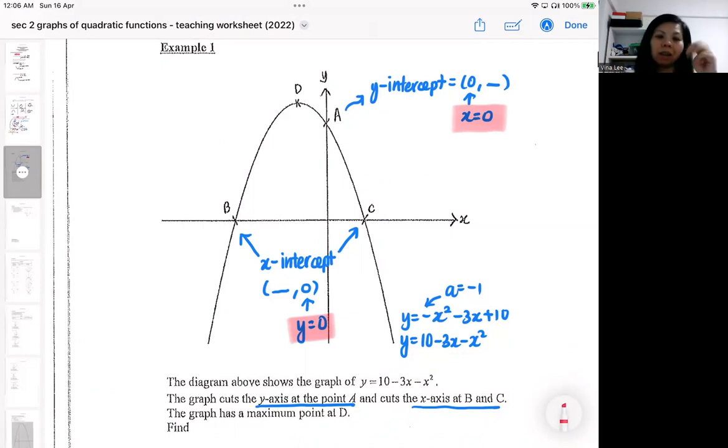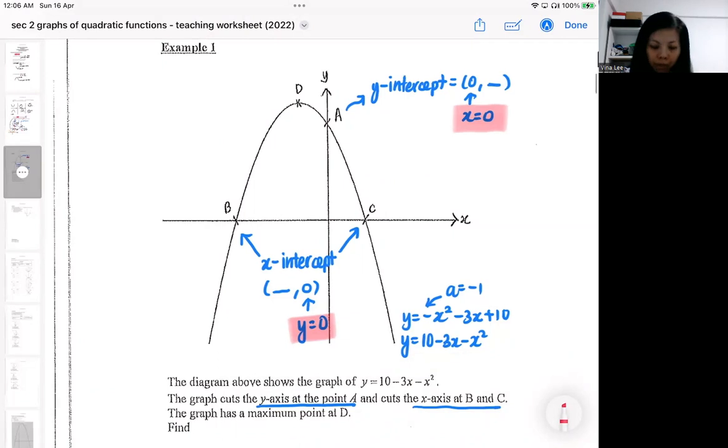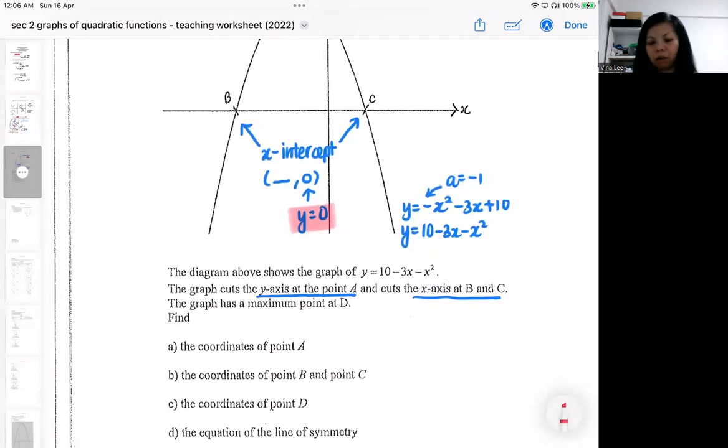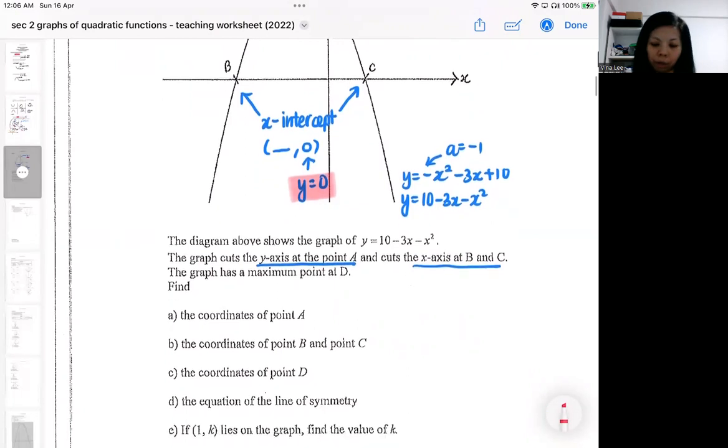Then after that, we'll discuss the highest point. And the highest point will have a certain property as well. The highest point and the lowest point of a quadratic graph have a fixed property.